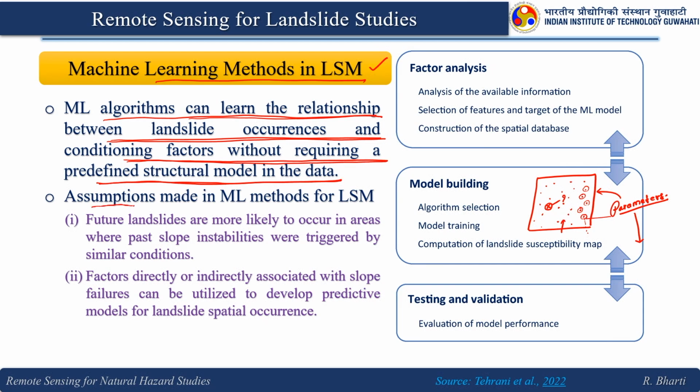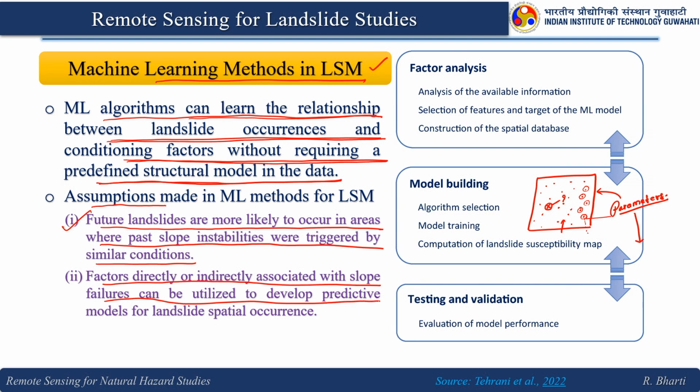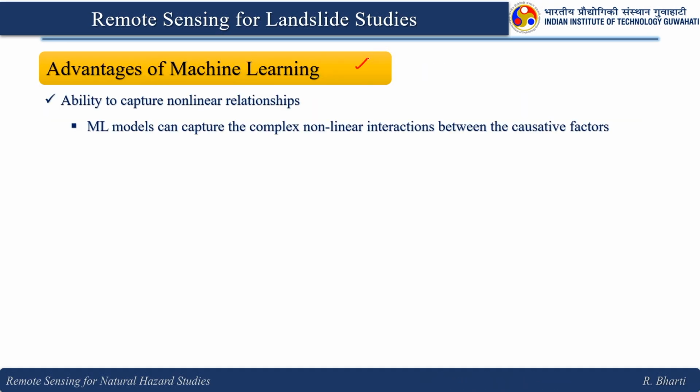And here we have some assumptions. The first one is that future landslides are more likely to occur in areas where past slope instabilities were triggered by similar conditions. Factors directly or indirectly associated with slope failure can be utilized to develop a predictive model for landslide spatial occurrences. This is what I discussed here. So, here you will have the factor analysis, then model building, and then the testing and validation step. What are the different advantages of machine learning?